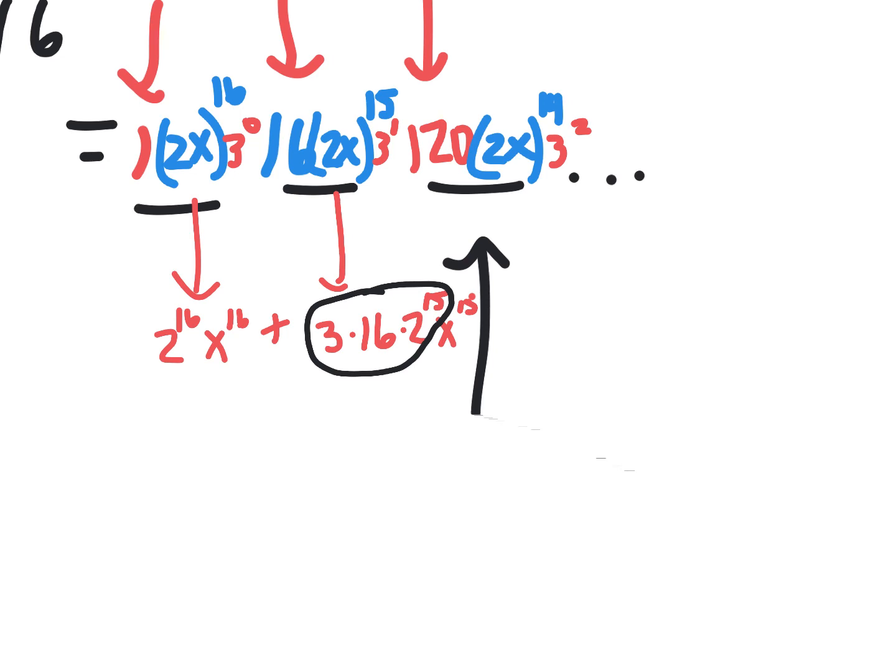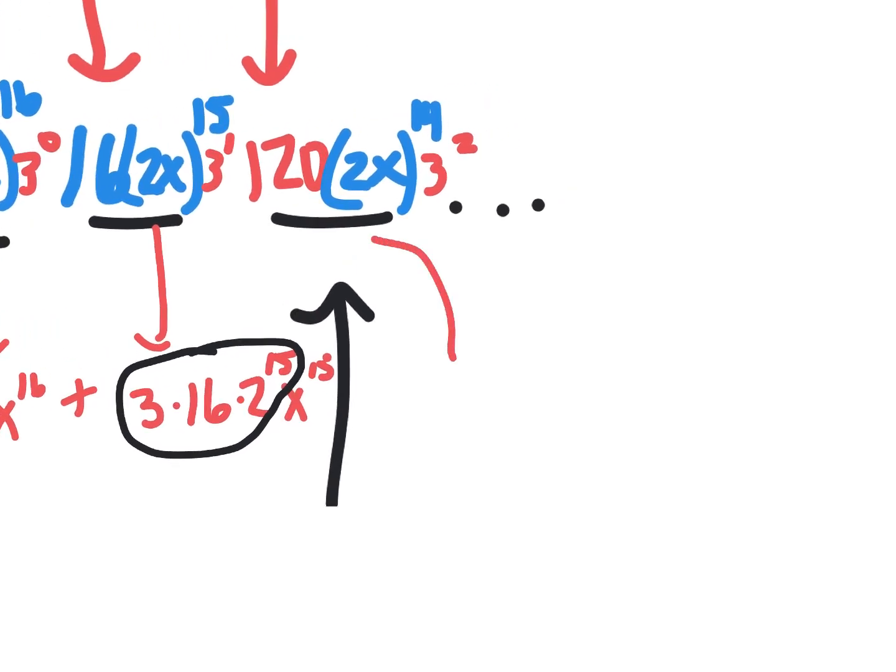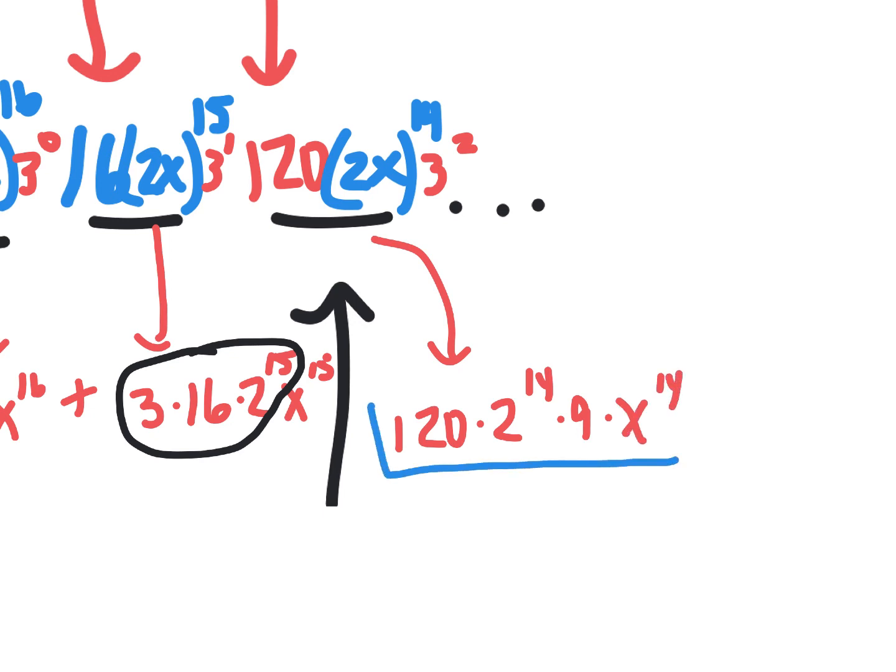And then I asked really for the third term, and I'm finally going to get to it. 120 times 2 to the 14th times 3 squared, which is 9, I might as well do that, times x to the 14th. And there it is. The third term of this binomial expansion.